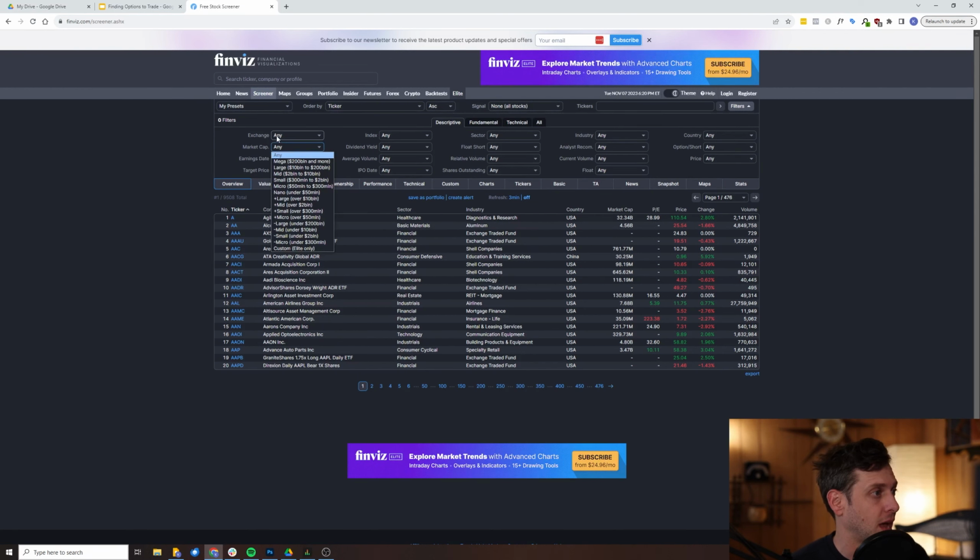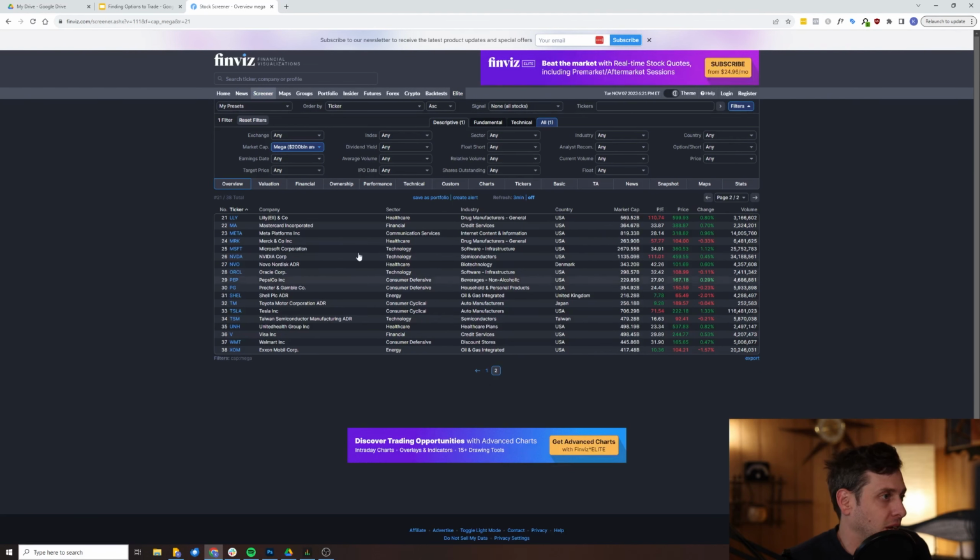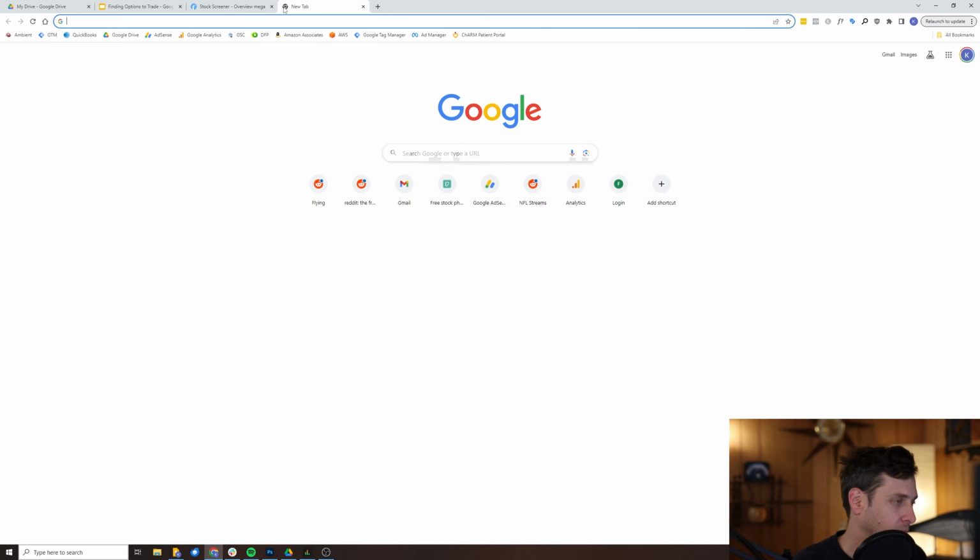So I'm going to go up to market cap, and then I'm just going to go to mega. This is what I would recommend if you're just starting out, especially look at large cap or mega cap stocks. And there aren't that many in mega cap. That's $200 billion valuation or more. Let's just pick one of these. Let's go Oracle, ORCL. Okay, so I'm going to pull up TradingView.